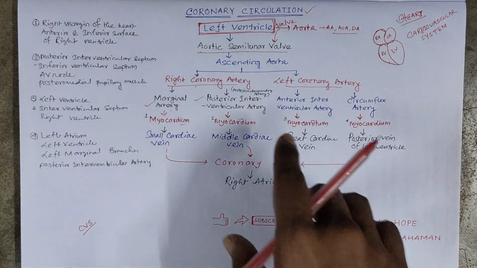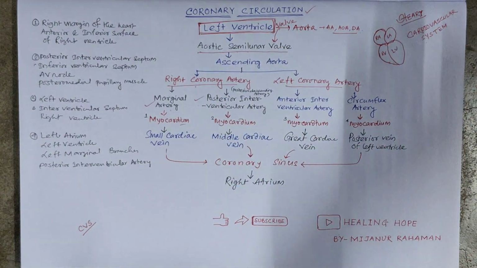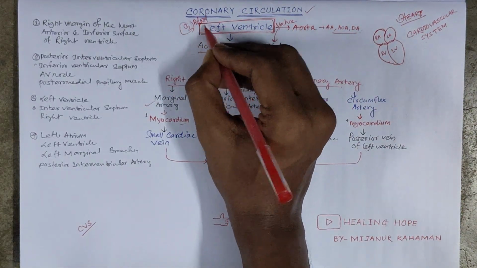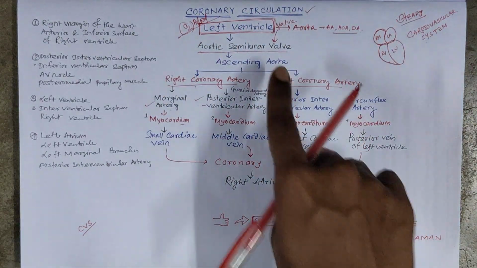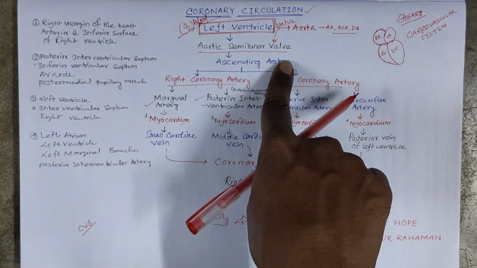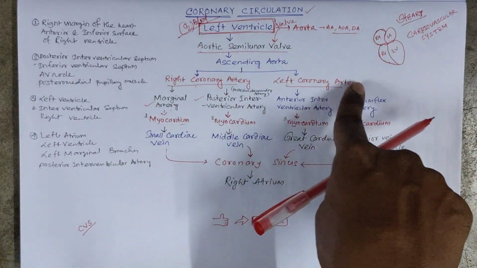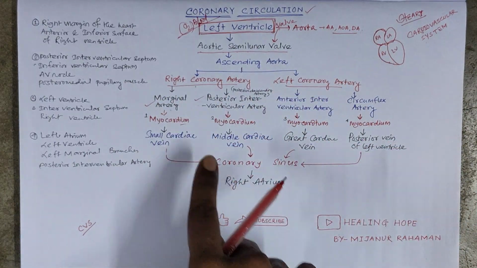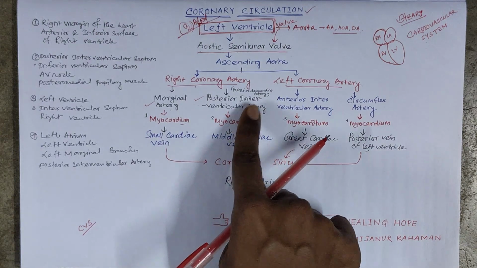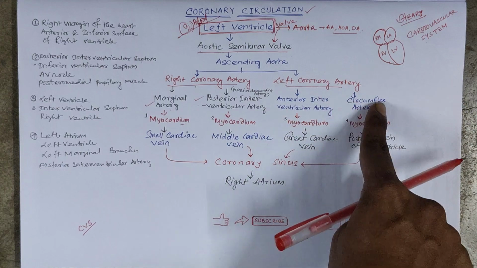So to summarize: first the left ventricle supplies the oxygenated blood, then the aortic semilunar valve, then the ascending aorta. The ascending aorta has two branches: right coronary artery and left coronary artery. The right coronary artery has two branches: marginal artery and posterior interventricular artery. The left coronary artery has two branches: anterior interventricular artery and circumflex artery.